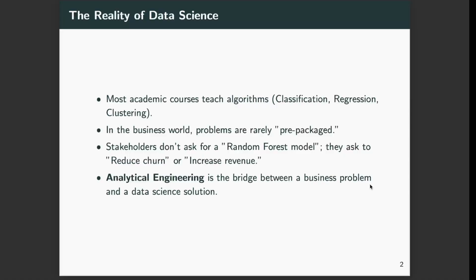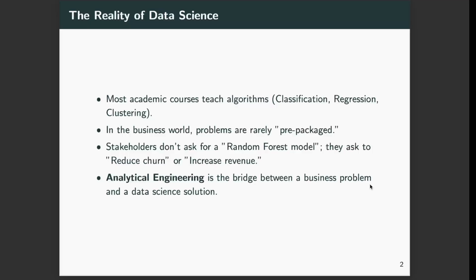In the business world, problems are rarely, if ever, pre-packaged. When you start your career, you are not going to receive a clean data set with labeled examples and a clear objective function. You are going to receive ambiguous, messy problems. And the gap between here is a messy business problem and here is a trained model that solves it is enormous. That gap is what analytical engineering fills.